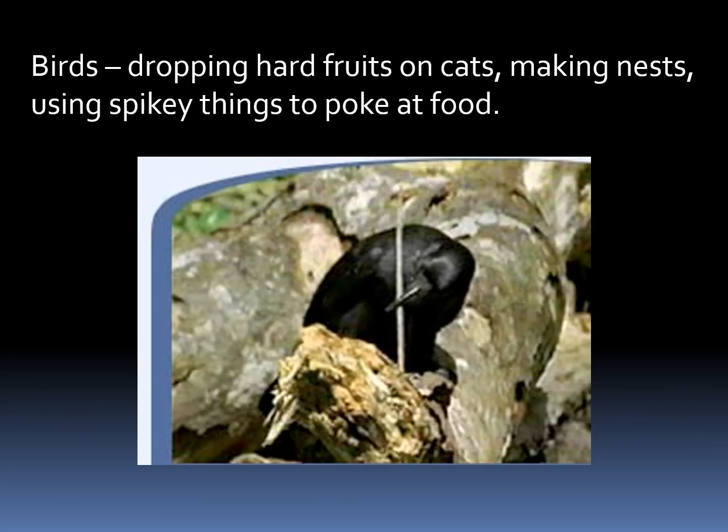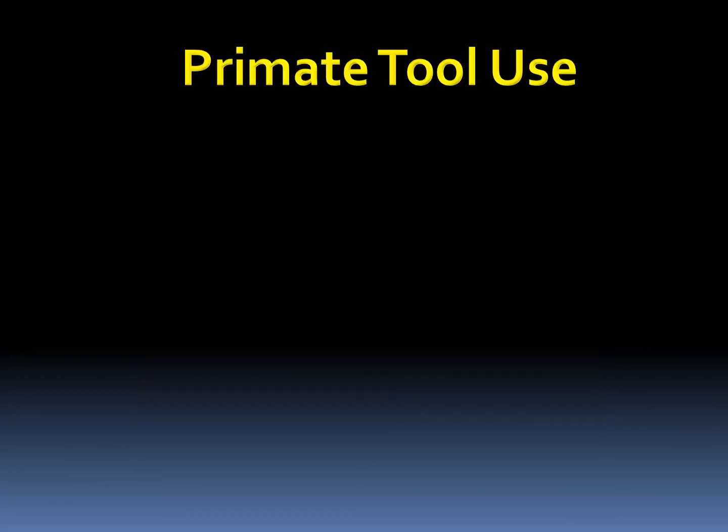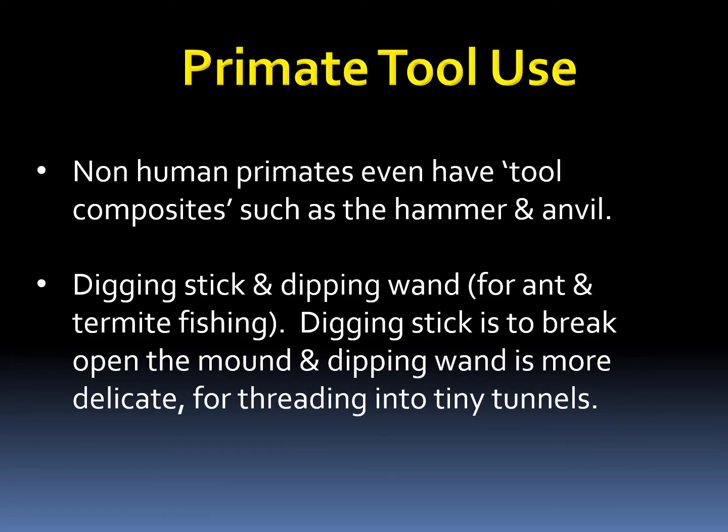So this is showing you, and birds will also drop hard fruits on cats. They will use tools to make nests, as well as using spiking things to poke at their food. In primate tool use, the non-human primates even have tool composites, such as the hammer and anvil. Of course, we already just briefly mentioned this before. You have digging sticks as well as dipping wands for ant and termite fishing, and the digging stick is used to break open the mound, and then the dipping wand is more delicate for threading into the tiny tunnels of the mound.